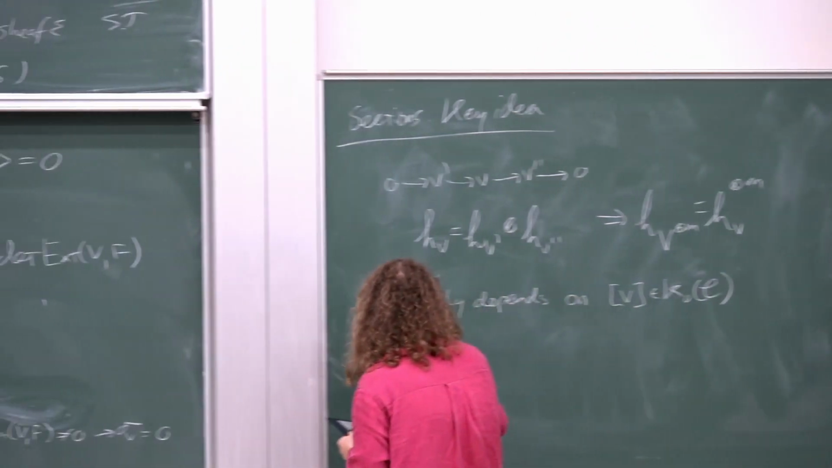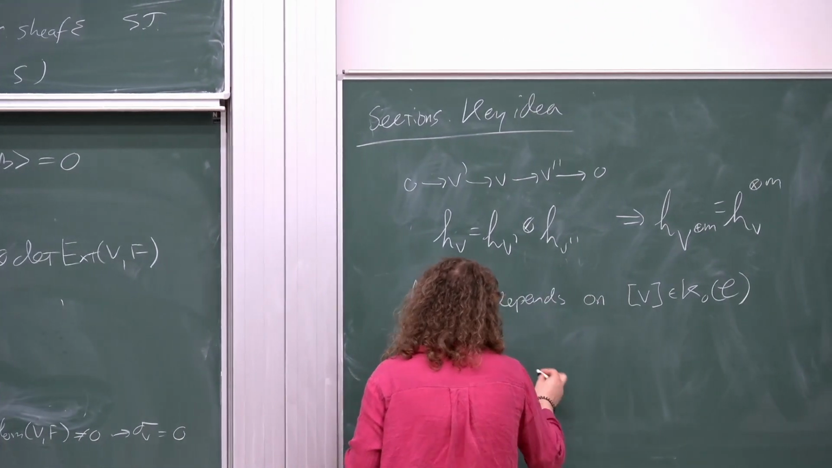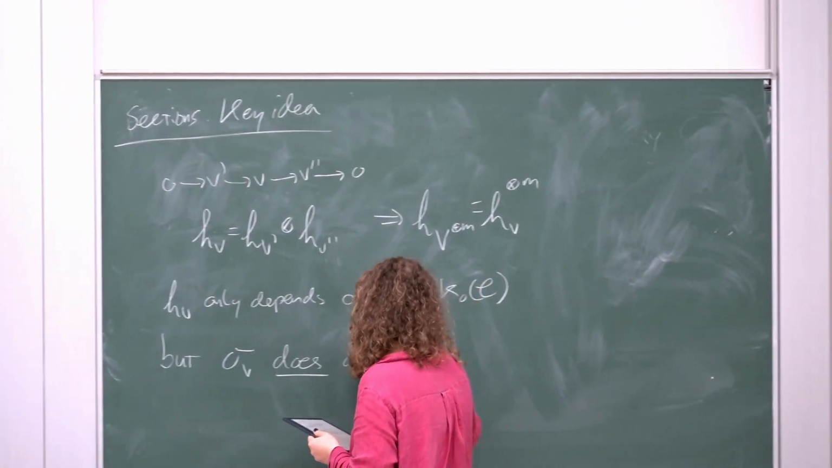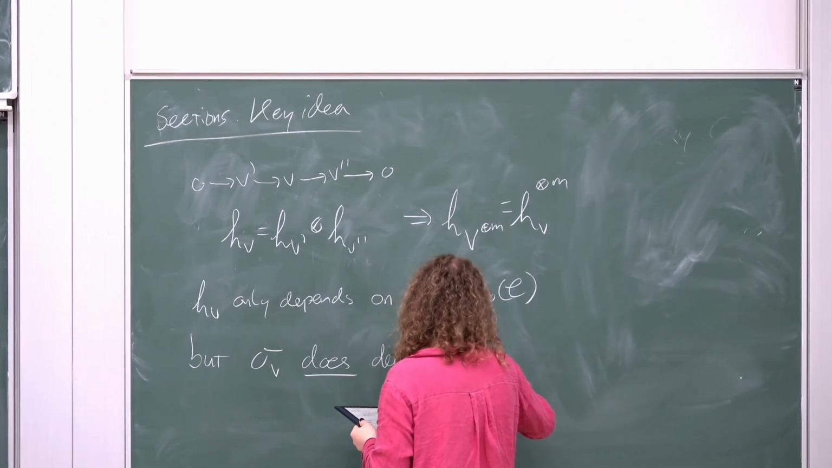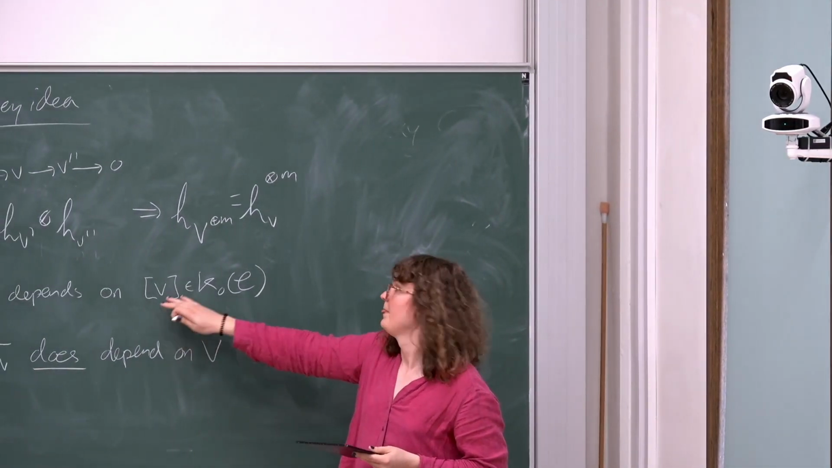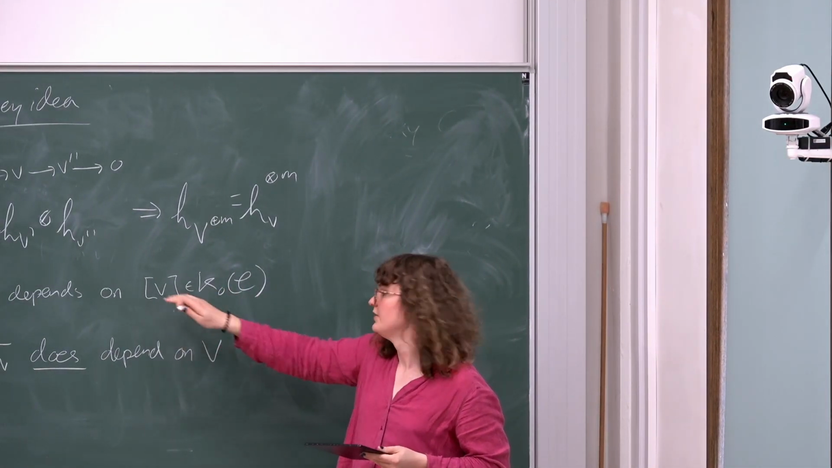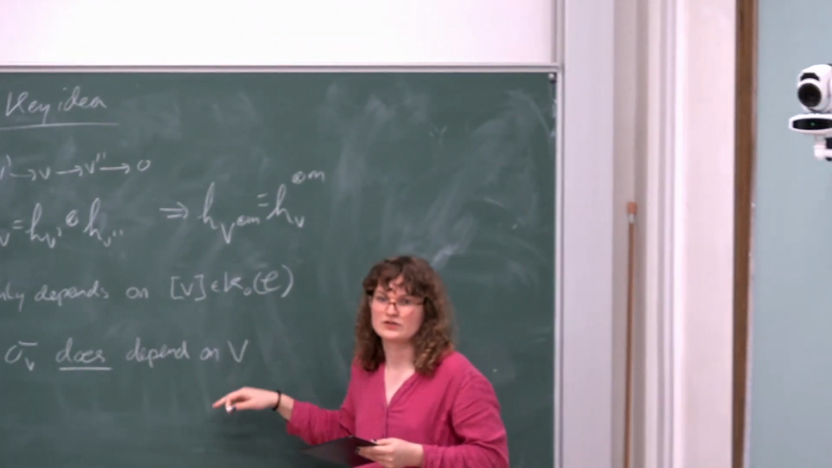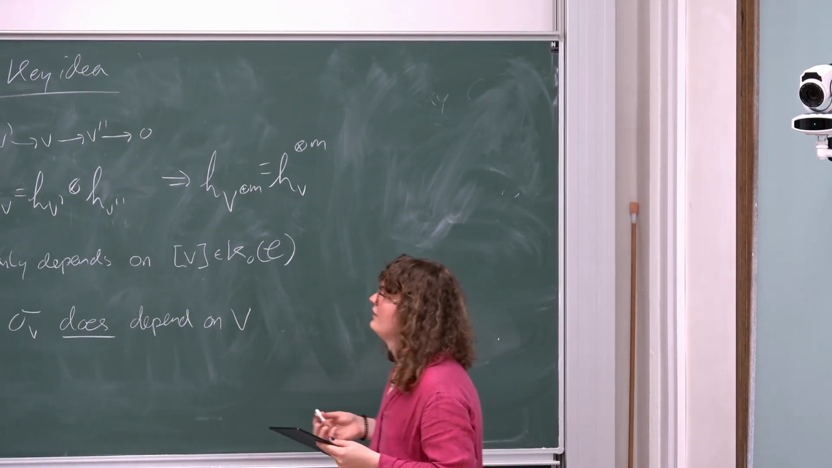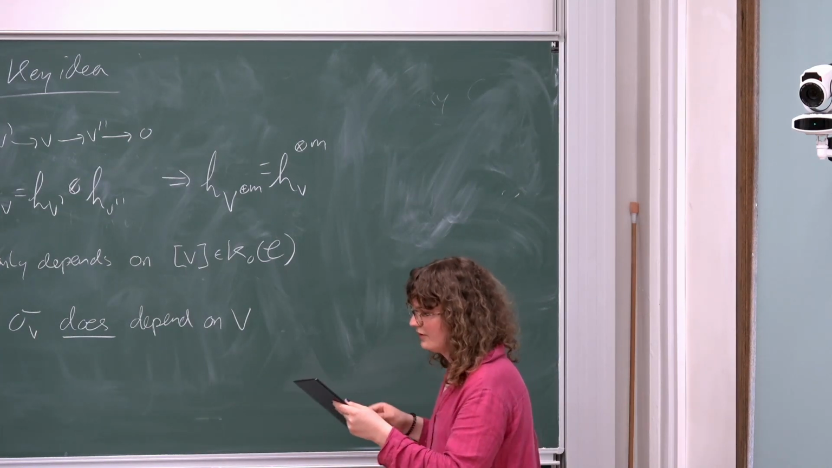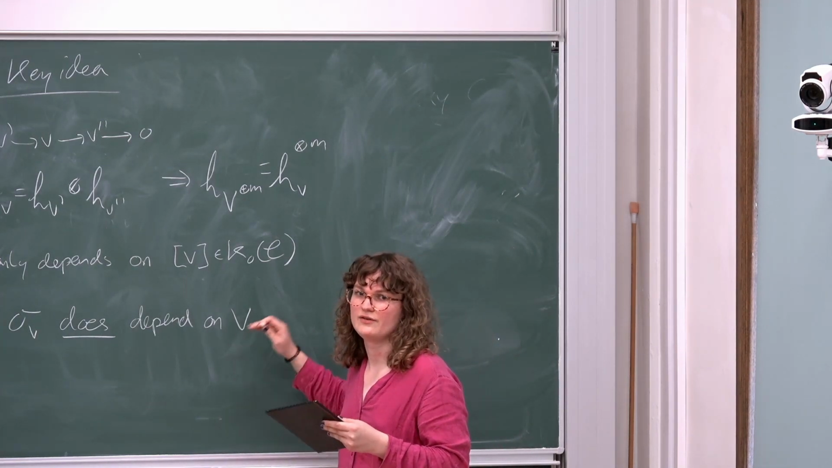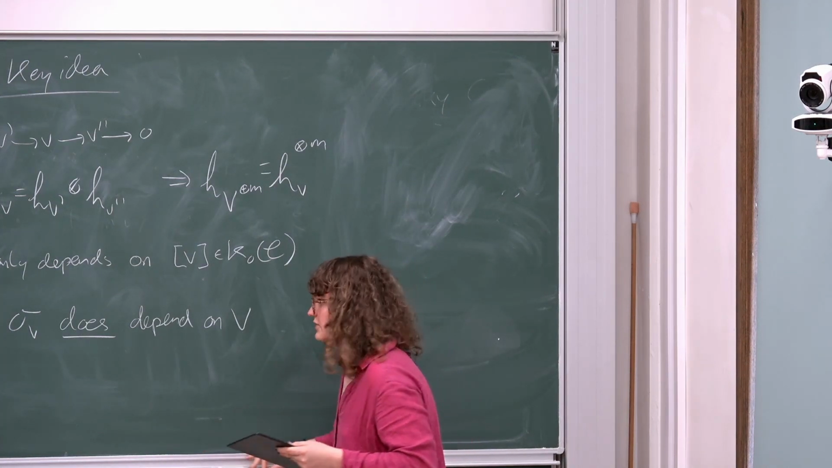But on the other hand, the section does depend on V. So what this means is that if we can vary V within the same class, then we get lots of different sections of the same line bundle. And in the last 10 minutes I will tell you how to find lots of different V of the same class, so that we get lots of different sections.